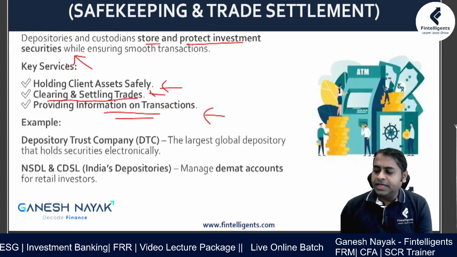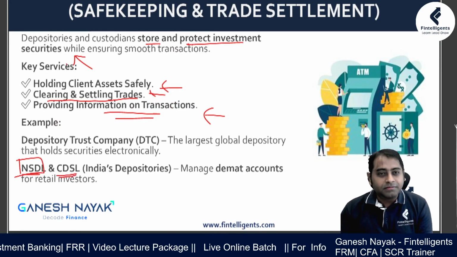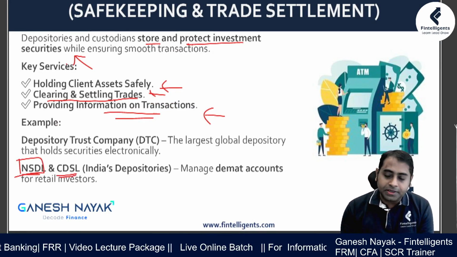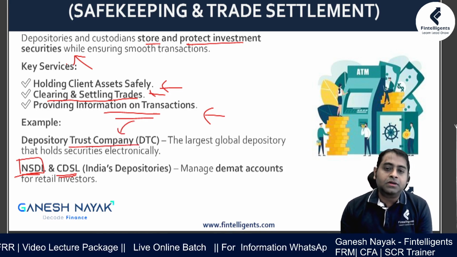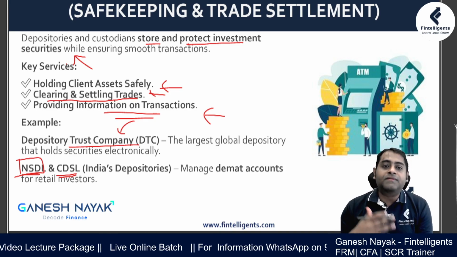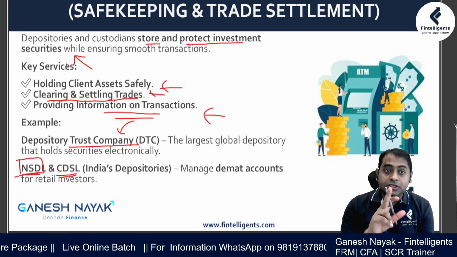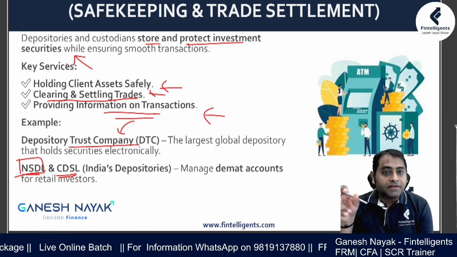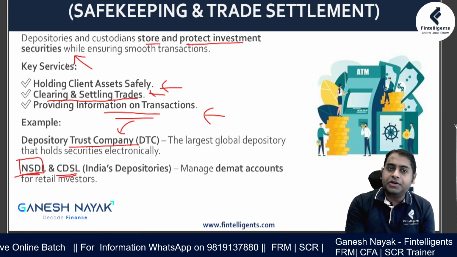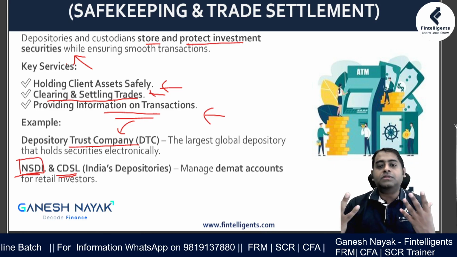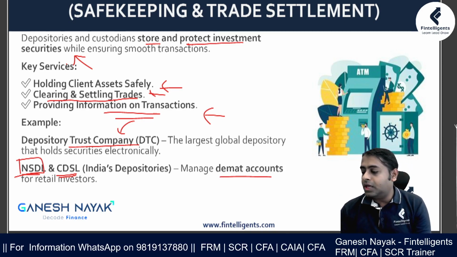Very simple example, famous example is NSDL. You also have CDSL. But I explicitly mentioned NSDL. Then you have Depository Trust Company, a US based depository who's managing all the different types of transaction, and everything happens on an electronic platform, because your shares are in your demat account. And then you have margin, which is in your trading account. So those two accounts are used to do the transaction. I'm giving you the example of the exchange.